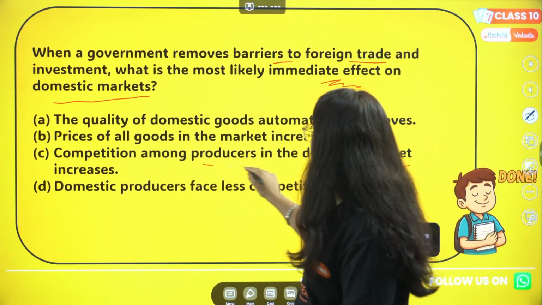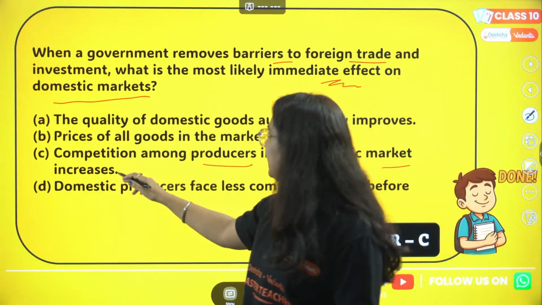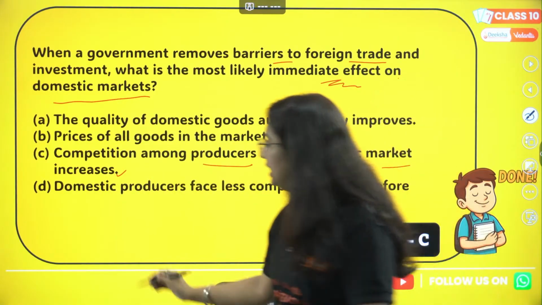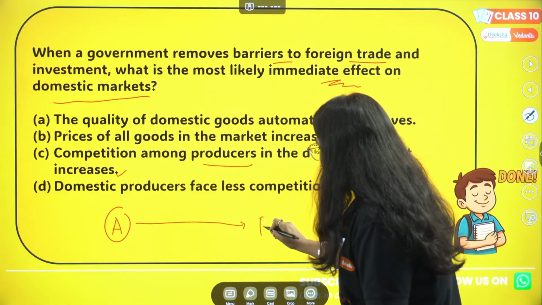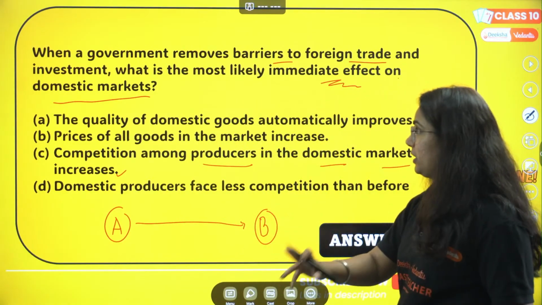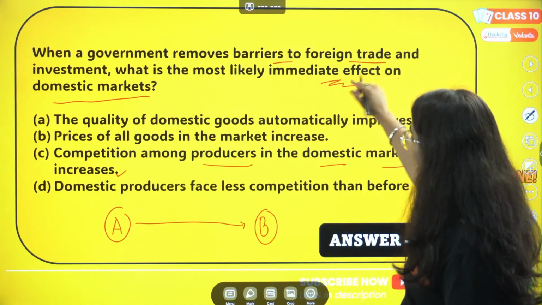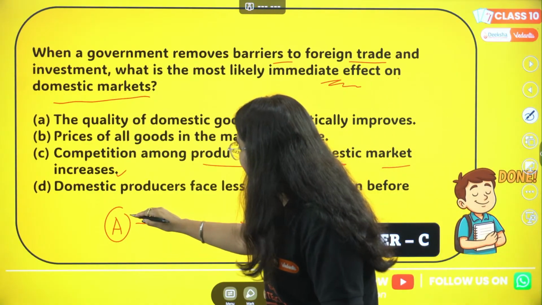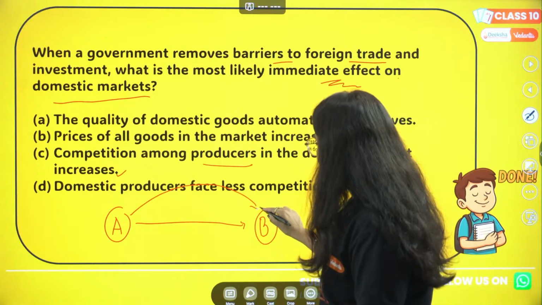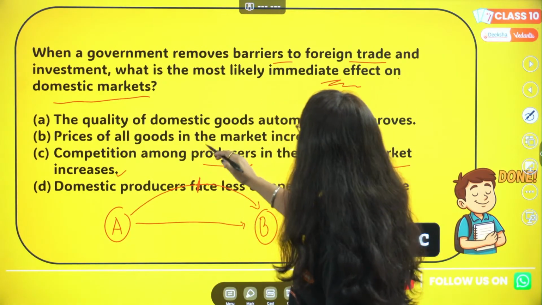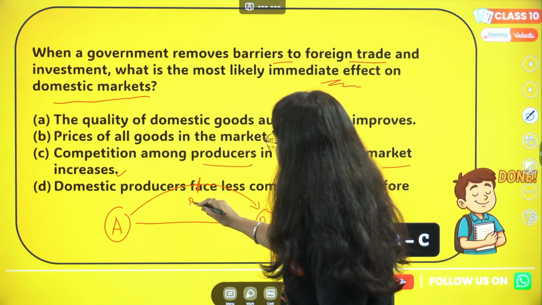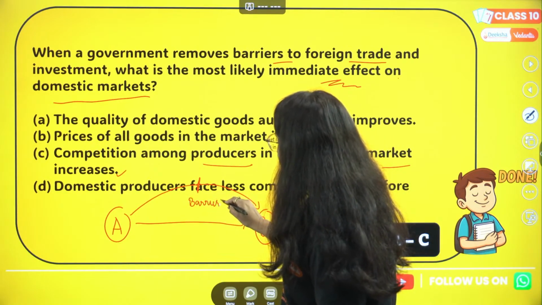The answer is not A. It's that competition among producers in the domestic market increases. Pay attention, this is country A, and this is country B. What happens when a government removes barriers to foreign trade? Previously, country A was transporting to India, and they needed to pay barriers in between.